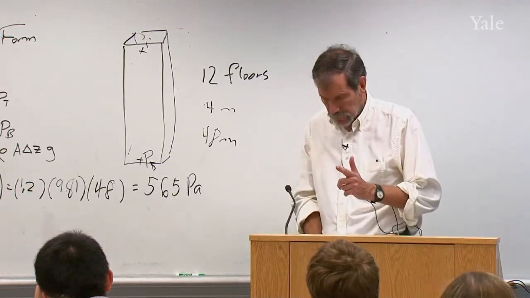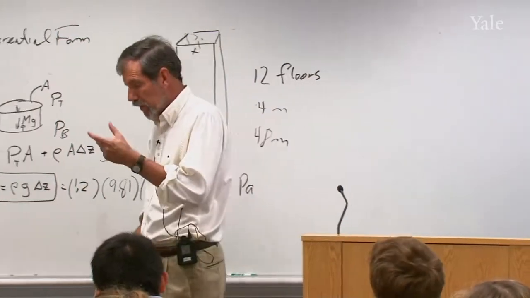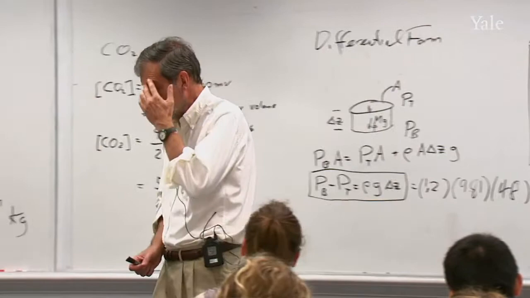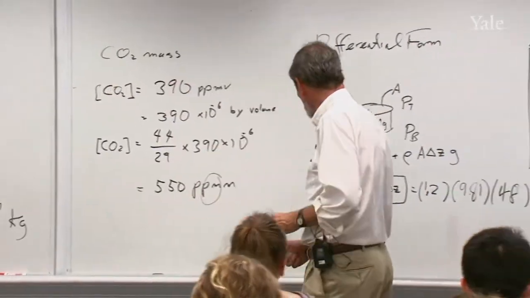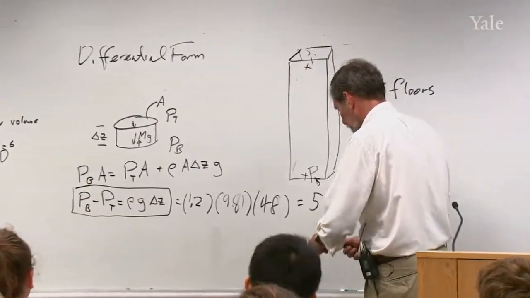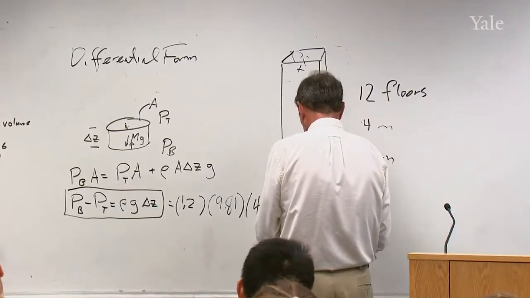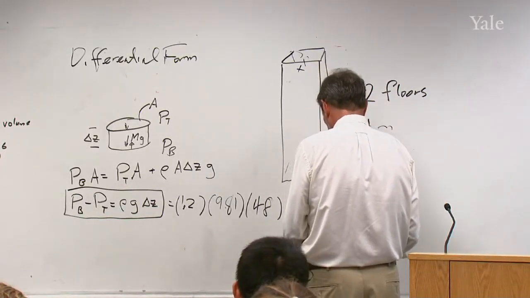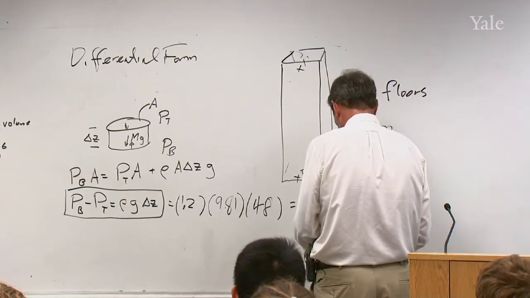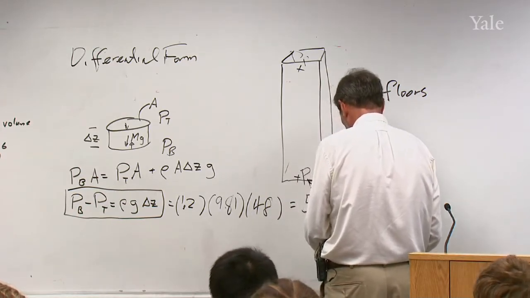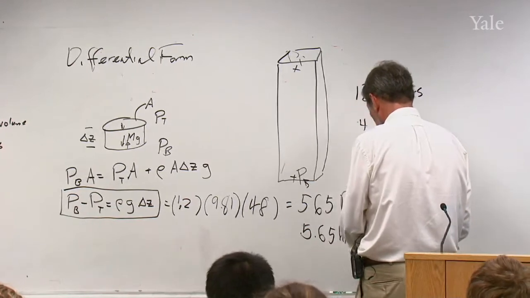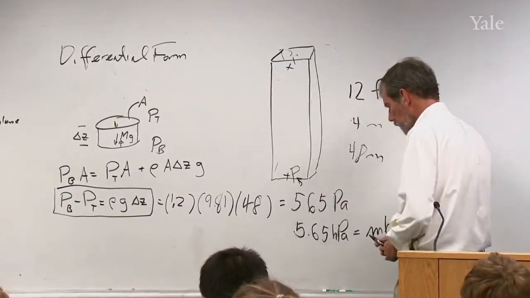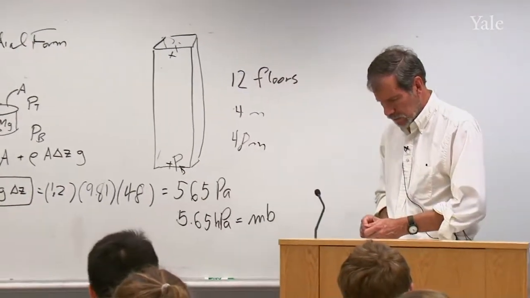Now, the instrument she's reading with the Kestrel reads out in hectopascals, which is 100 pascals. So we're predicting that she will find a pressure difference of 5.65 hectopascals, which is also millibars, by the way. And so we'll see when she comes back.